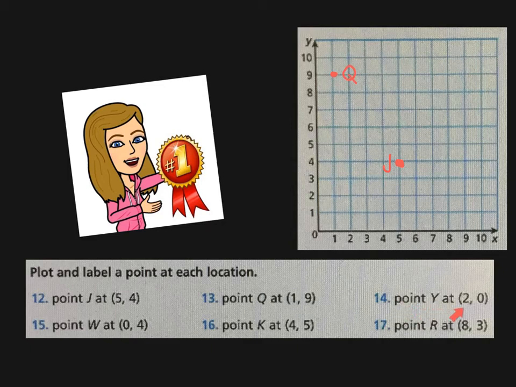Point Y needs to be at 2, 0. Okay, so they're on the bottom level. So they just go in 2 and don't move at all. So their point is going to be right on the x-axis there. Okay, and that's point Y.